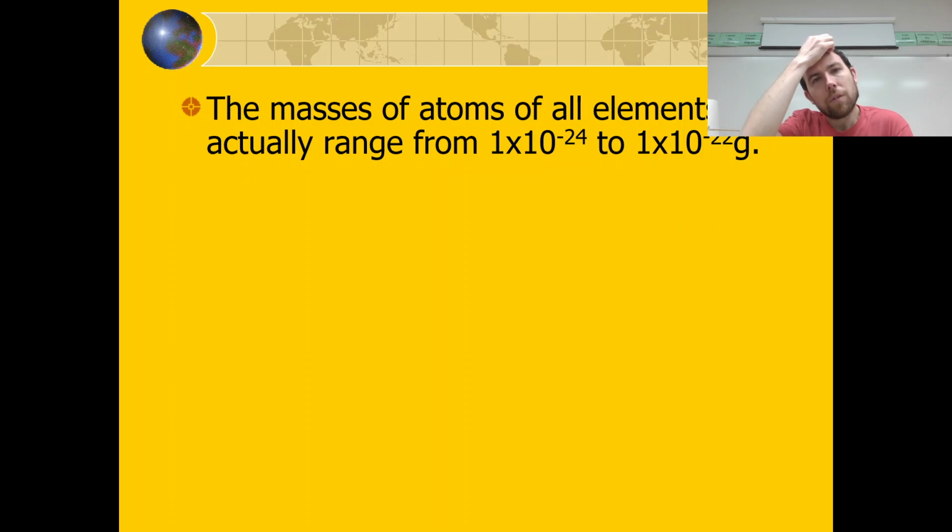So what we know is the masses of atoms of all elements actually range from 1 times 10 to the negative 24th to 1 times 10 to the negative 22nd grams. Again, that's a really, really small number, right? Like, we're in the magnitude here of Avogadro's number, but in the opposite direction of how small it is. And so for us, from a human perspective, it's hard to put that into context.